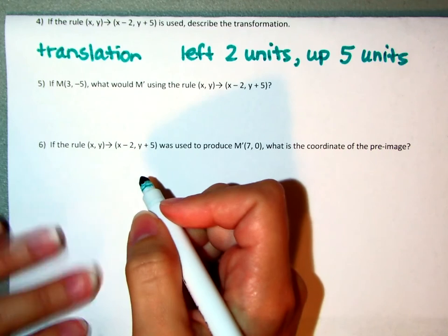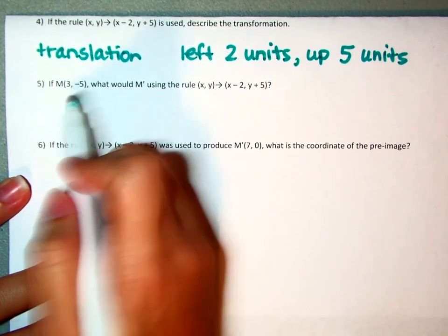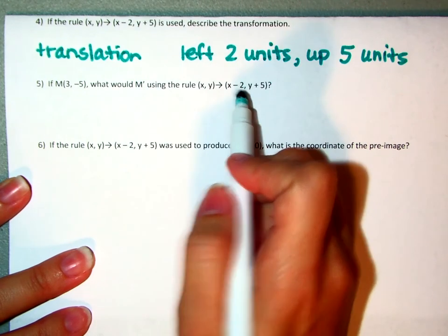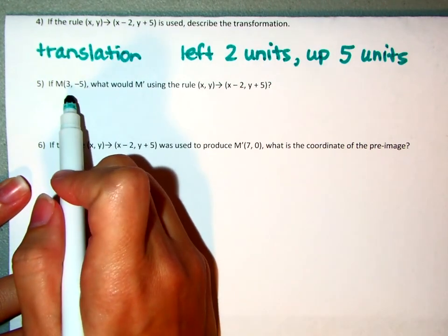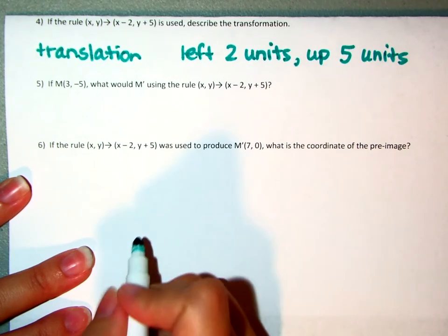On number 5, it says, if we've been given the specific coordinate, 3, negative 5, what would M prime be if we use that rule? Well, you have 2 options here. You can graph this, and then you can go left 2 units, up 5 units, or we can just plug it in. And that's what we're going to do.